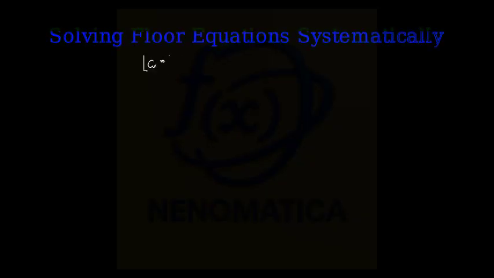In this lesson, we will learn a clean, general method to solve floor equations of the form: the floor of a times x plus the floor of b times x plus the floor of c times x plus the floor of d times x equals k. We'll step through the algorithm, build intuition visually, and then summarize the key condition.